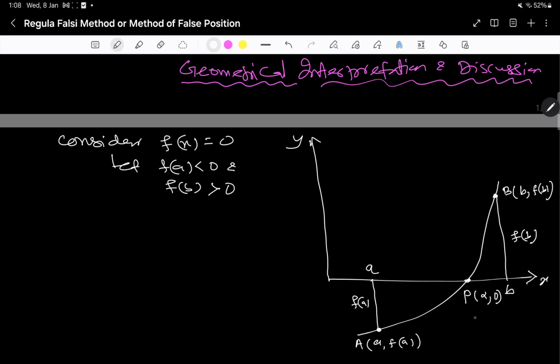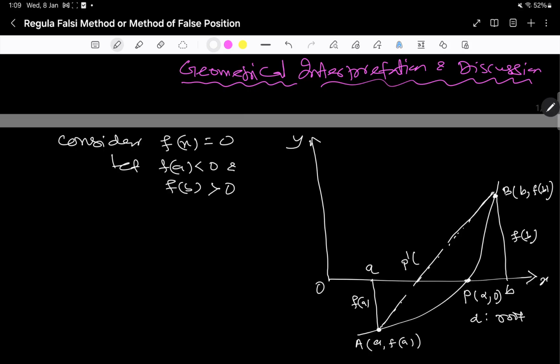So alpha is my root here. We want to find an approximation close to alpha. So we have to choose an initial approximation in between A and B. Suppose we draw a chord, joining A and B. Suppose it crosses the x-axis at my P dash.